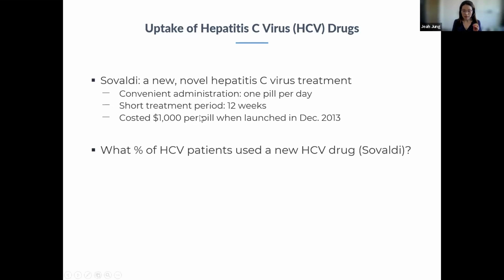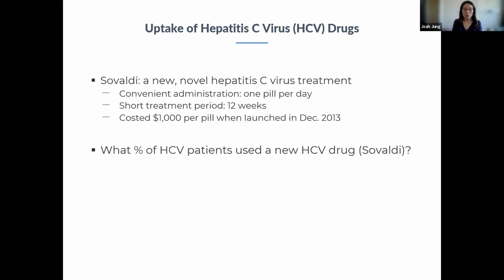So this is finally the technology advances, right? So it's something that worked now. However, this drug came with a really high price tag. The cost was initially $1,000 per pill. So 12 weeks is 84 days, right? That means that in order to complete the course of treatment using Sovaldi, it's going to cost $84,000.